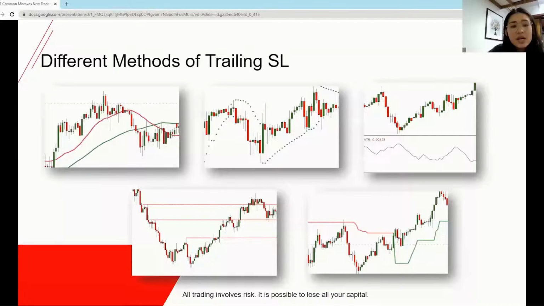Okay, here is just a summary of the different methods that you can use for trailing stop loss. So the first that we have is the moving average indicator. Next we have the parabolic SAR, and then we have the chandelier and ATR indicator, support and resistance levels, and then lastly we have a combination of all of these methods.